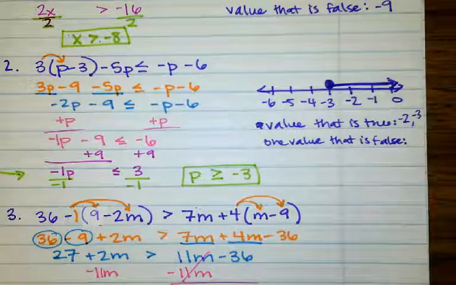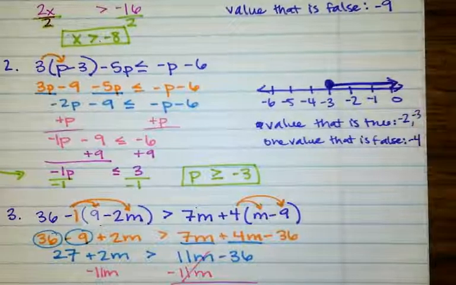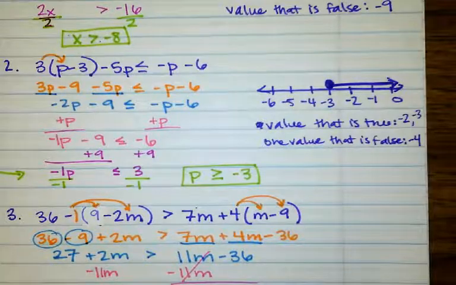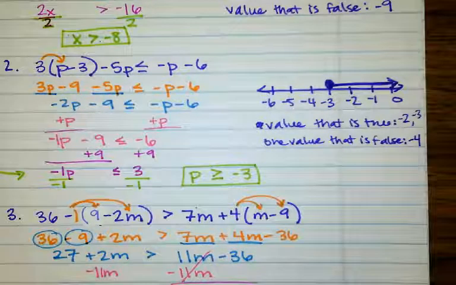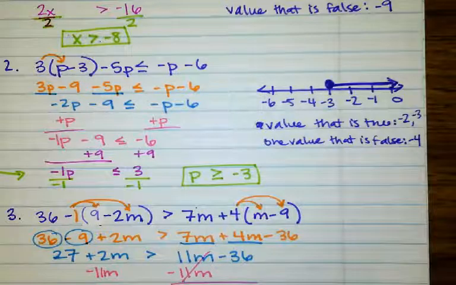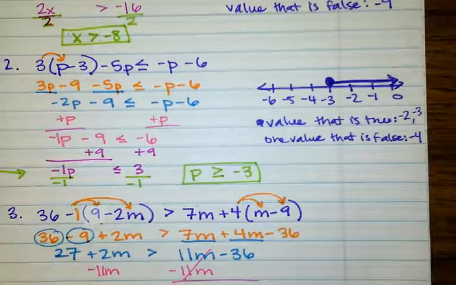Negative 4. Perfect. It's kind of nice to go right up next to it if you want to be creative and say negative 5,216. That's fine too. Okay, one value that makes it false. All right, last one, example 3.